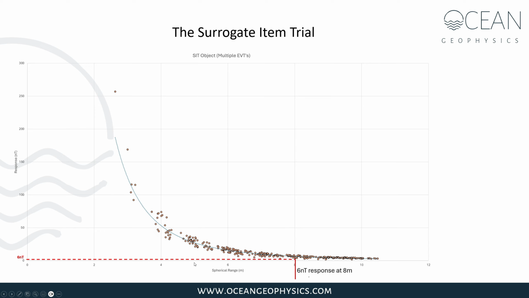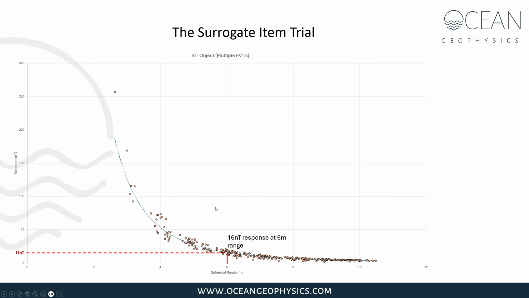The maximum range can therefore be set to 8 meters and targets over 6 nanoteslas picked. Or it can be decided that a 6 meter spherical range is used, and then targets over 16 nanoteslas need to be picked. So this is quite a large anomaly. So as I stated, this is a terrible idea, but we're going to run with this anyway.